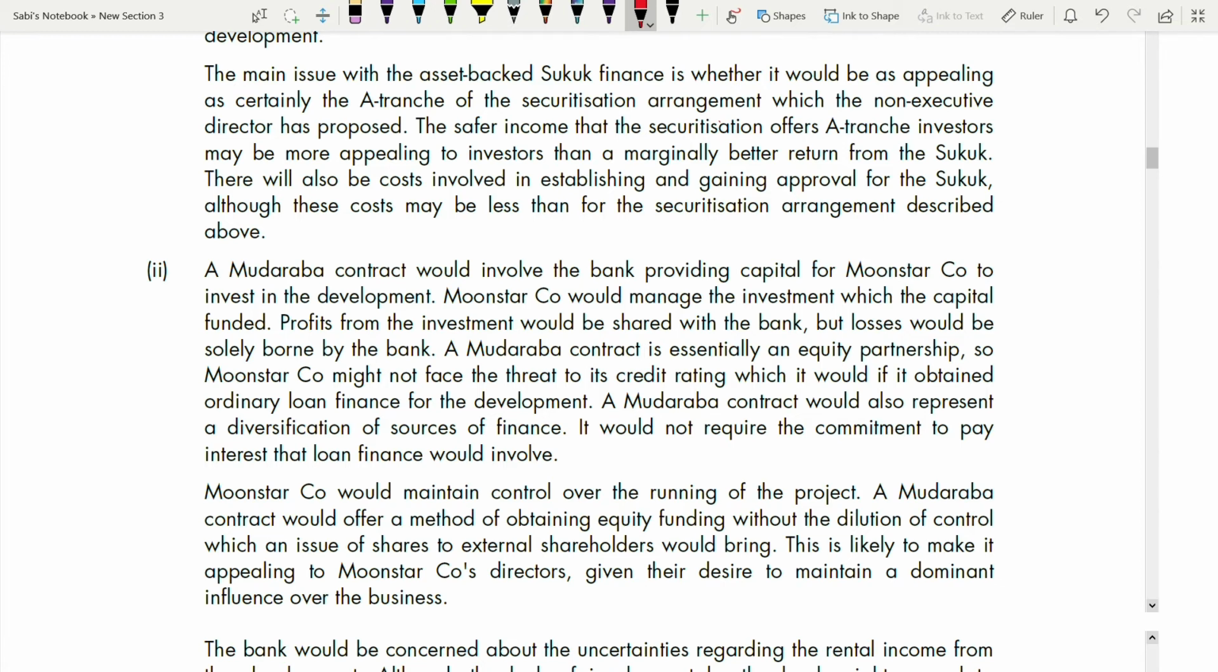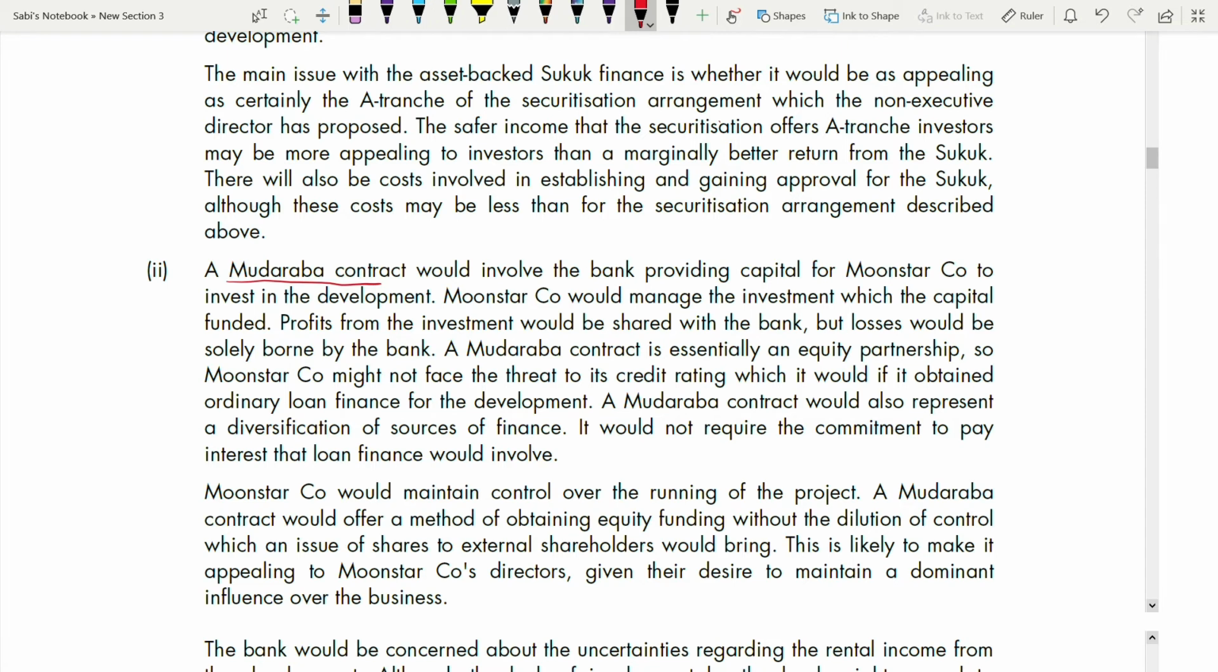I'm just not reading this for the sake of reading it. When I'm reading the sentences, what I meant is I want you to understand. Through this, you understand what mudraba contract is. It is like bank is providing capital to the company. Okay. So Moonstar would manage the investment which the capital funded. So who is managing the investment? It is the company, not the bank. Bank is only providing capital, only finance.